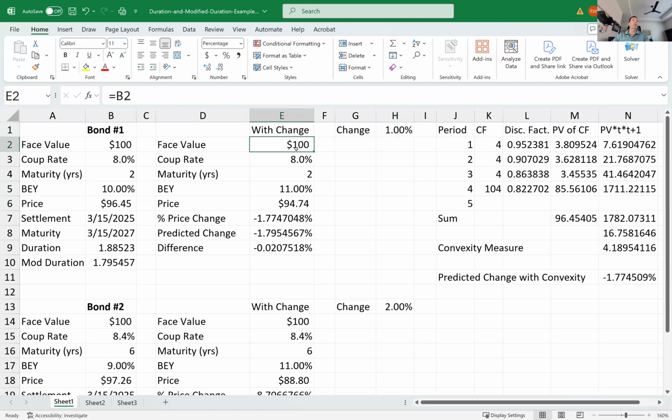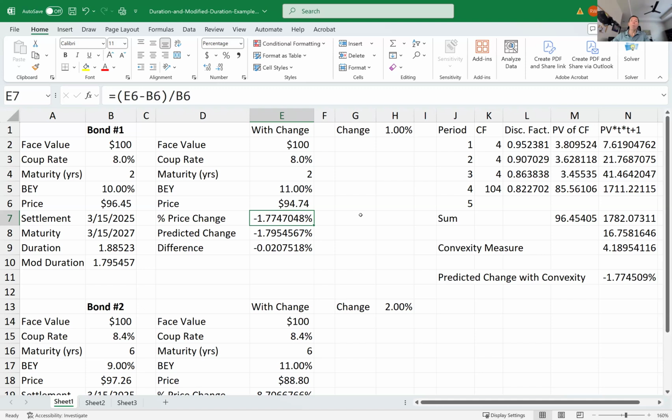So the face value is still going to be 100. The coupon rate is still going to be 8%. The maturity is still going to be 2 years. But if interest rates go up by 1%, the new yield on the bond will be 10% plus 1% is 11%. And so if the yield is 11%, then the price of the bond, interest rates go up, the price of the bond goes down from 96.45 to 94.74. So how much of a drop was that price change? How much did it go down by?